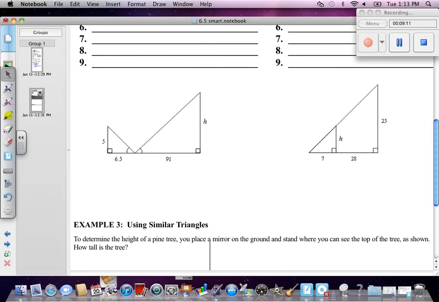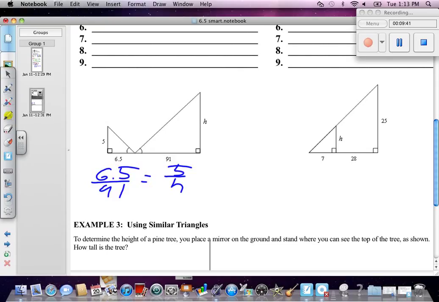Okay. How do we find H for this? We know these two triangles are similar by what? Look at them. How do you know? Right. Not all right triangles are similar. Well, we have two angles that are congruent, so we know angle, angle. So we can prove what H is by saying 6.5 over 91 equals 5 over H, and we simply cross multiply.